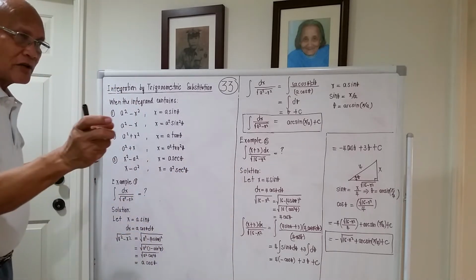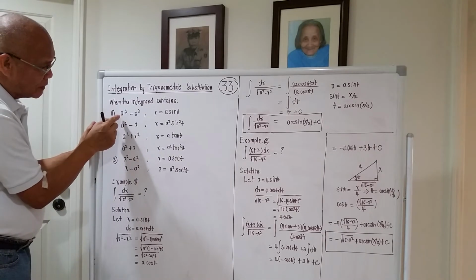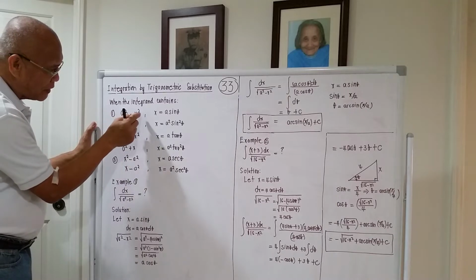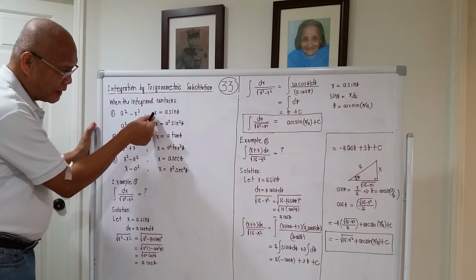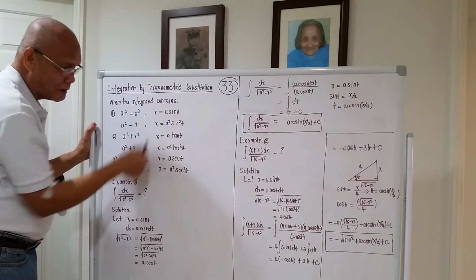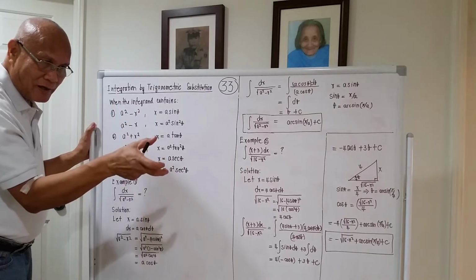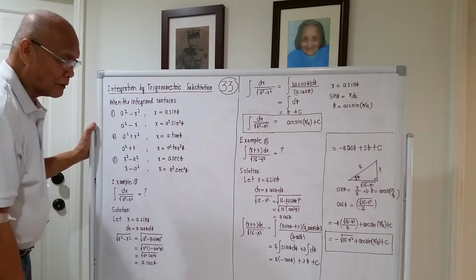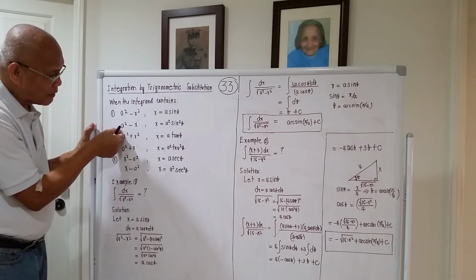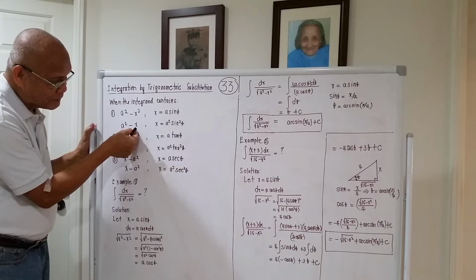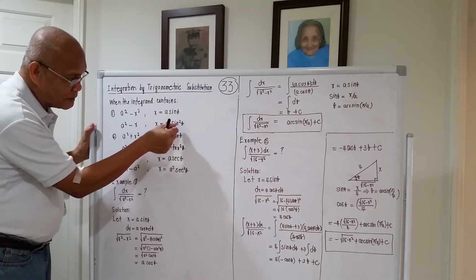Variation number 1. If the given integrand has a term a square minus x square, the trigonometric substitution should be x equal to a sine of theta, where a could take any constant value. If the given integrand is of the form a square minus x, only minus x, we let x equal to a square sine square of theta.